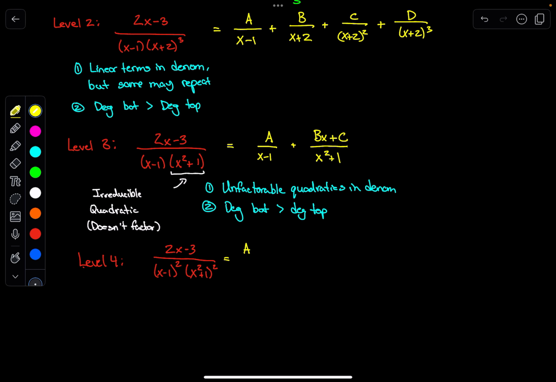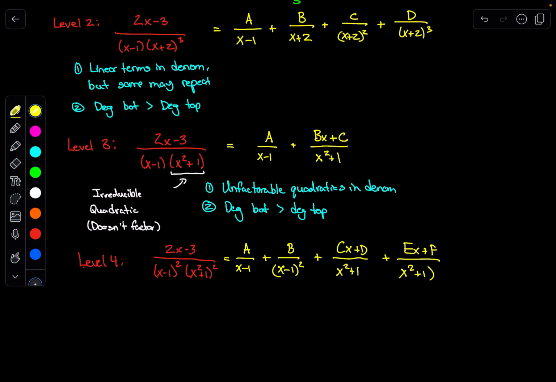So the first term here is going to be A over x minus 1, but because we have x minus 1 squared, we need to add another term to cover all our bases, over x minus 1 squared. Then we have an unfactorable quadratic, so we have Cx plus D over x squared plus 1. But because it's squared, we have to have yet another one, Ex plus F over x squared plus 1 quantity squared. And now we're exhausted, right? If I had put it cubed, I would have had to put yet another term. But this would be the breakdown for something like this.